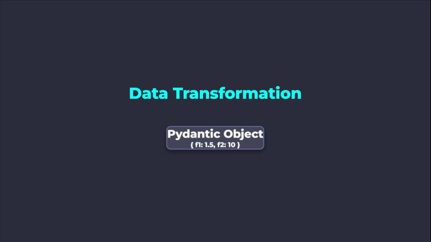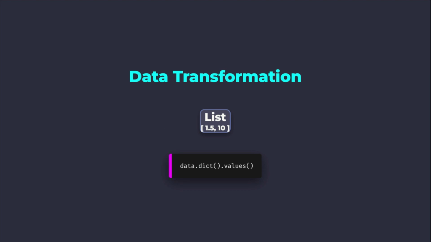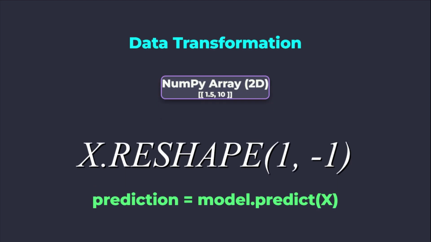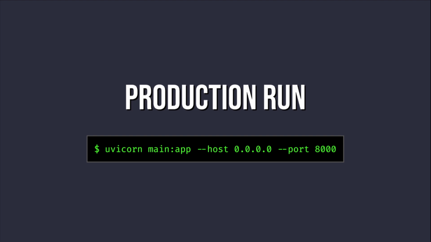Scikit-learn models require input as a NumPy array or similar structure. Inside the prediction function, convert the validated Pydantic object into a list of feature values. Use the data.dict method to extract attributes, then convert this dictionary into a list of values. Reshape this list into a two-dimensional NumPy array using numpy.array and reshape(1, -1). This structure is mandatory for the model.predict method. Execute the prediction and extract the result. Return the prediction result, typically converted back to a standard Python float or integer, which FastAPI serializes back into JSON.